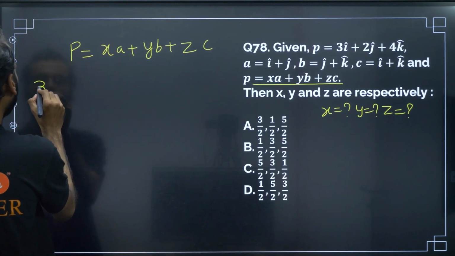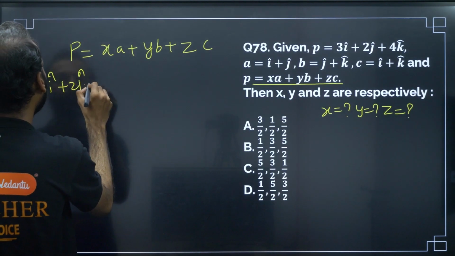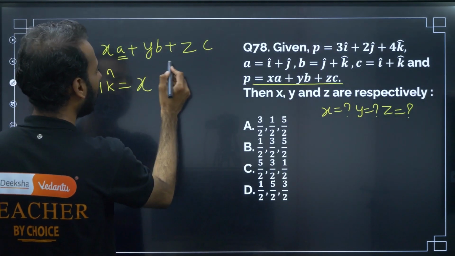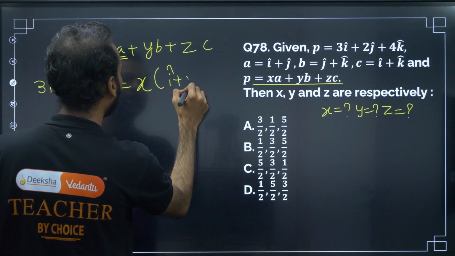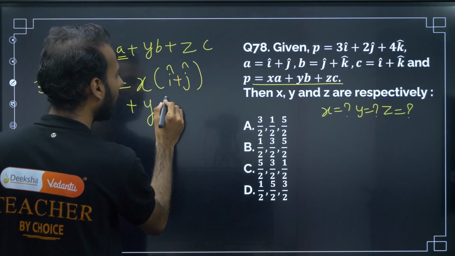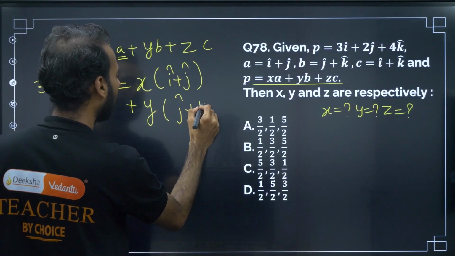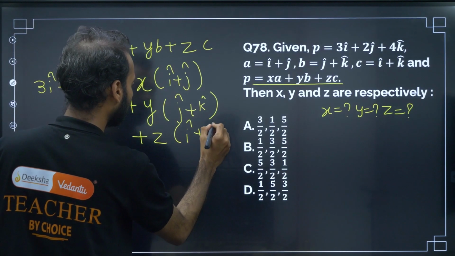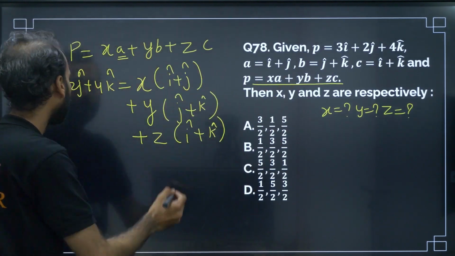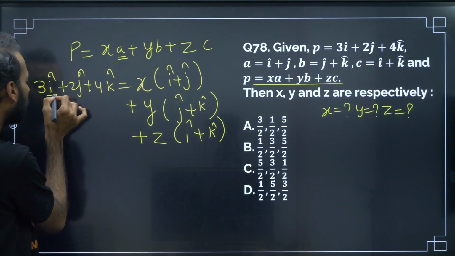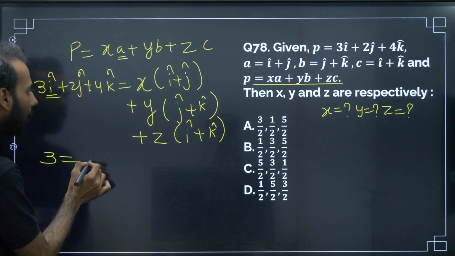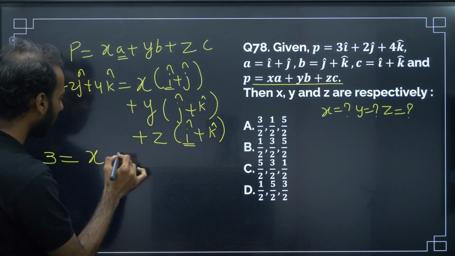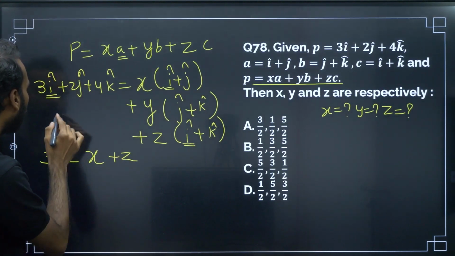In place of p, I will write 3i plus 2j plus 4k is equal to x. In place of x, let me write x only. In place of a, I am writing i cap plus j cap. In place of b, j cap plus k cap. In place of c, i cap plus k cap. Just I am substituting these values in this equation. Now I will focus on what is the coefficient of i cap. Coefficient of i cap is 3. Coefficient of i cap here is x. Further, if I observe the coefficient, so x plus z, equating coefficients of i cap.